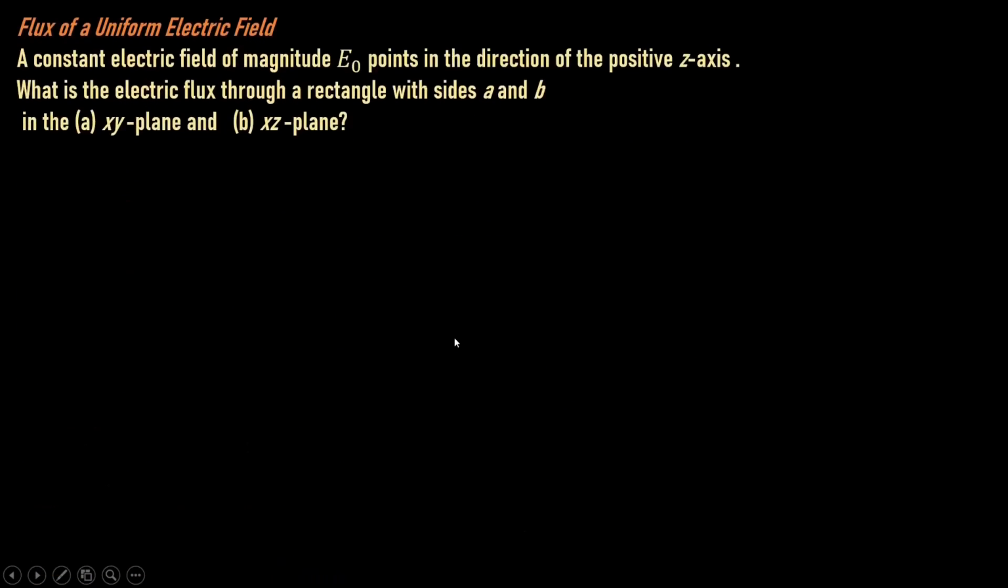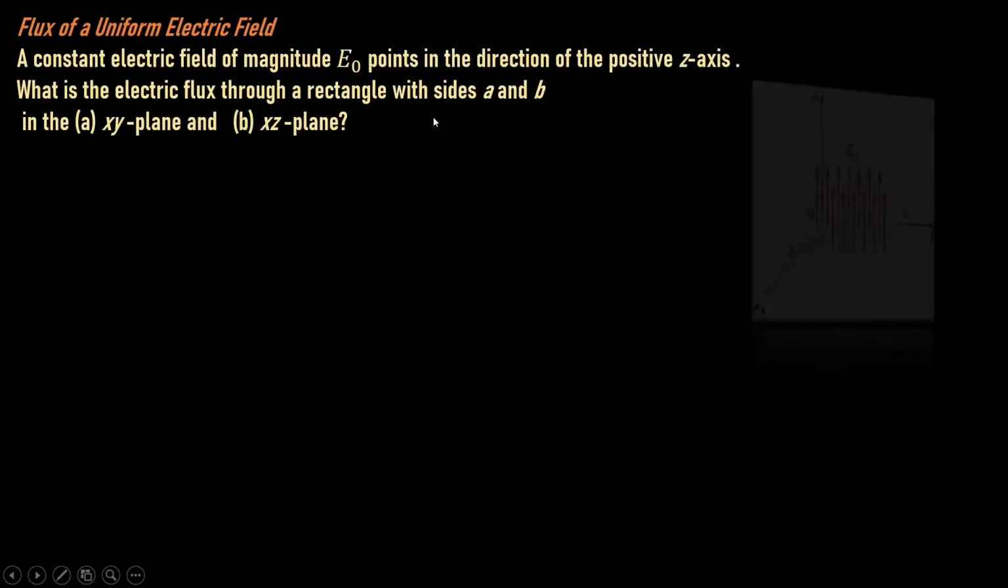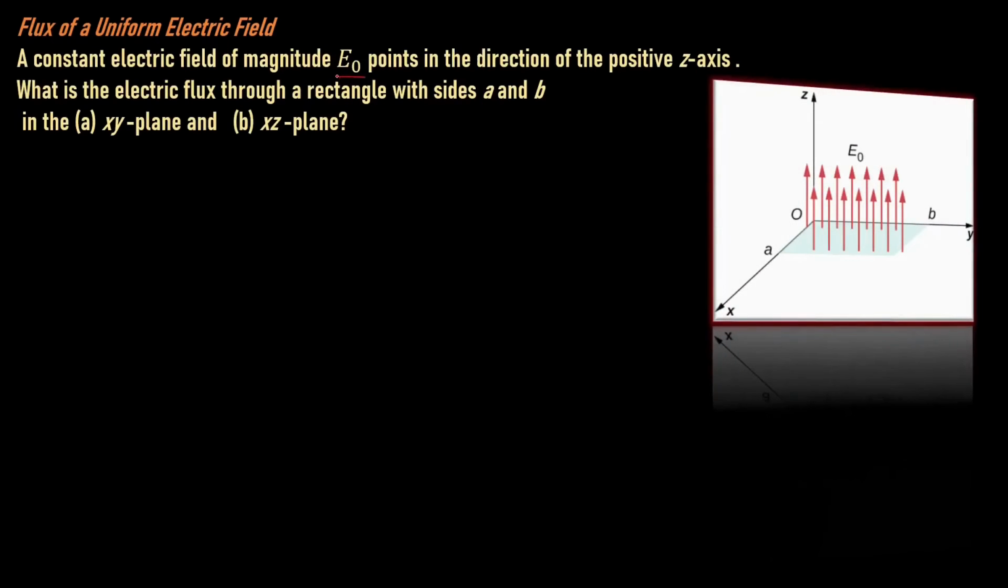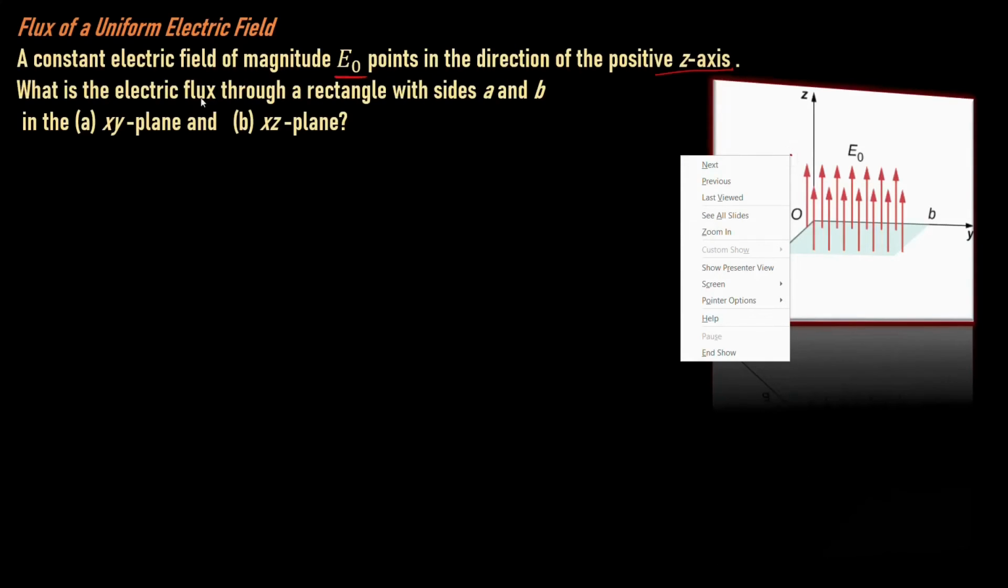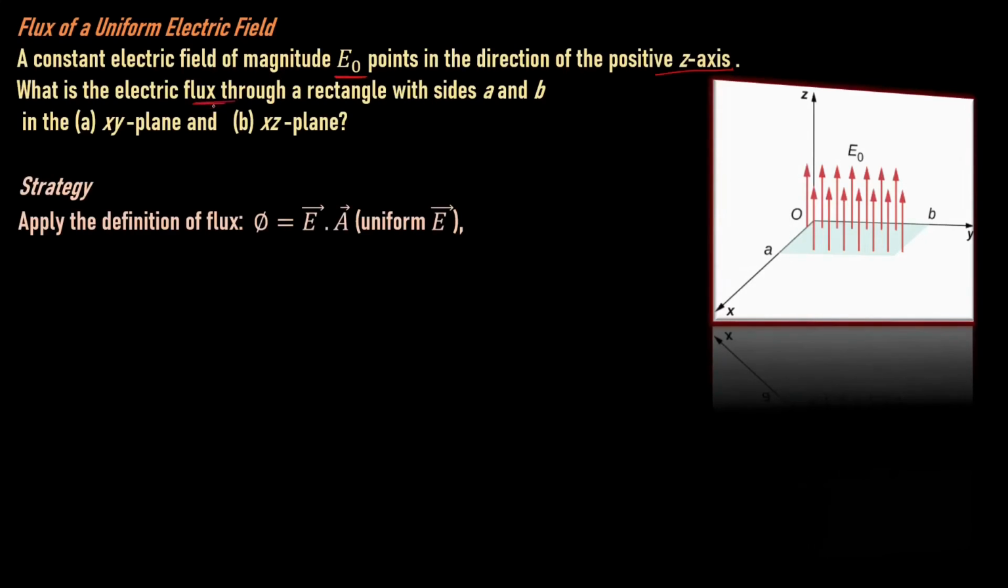Next, we have the problem solving strategies. Let us see how we can solve problems involving flux. Let us see what the first situation is. A constant electric field of magnitude E naught. Here it is given as E naught, an arbitrary value, no fixed magnitude is given, so we have to deal with only the value E naught. It points in the direction of the positive z-axis. So our first strategy is to look at the figure very carefully, and we have to find the electric flux.